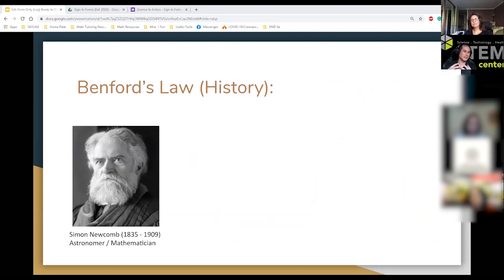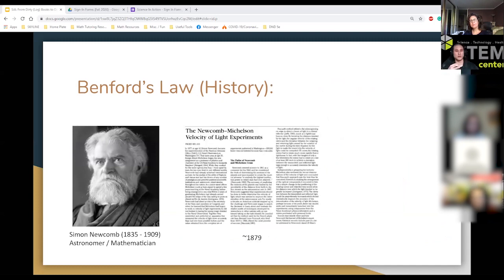Simon Newcomb was an astronomer and mathematician, and he did a lot of work in astronomy. This was in the 1880s, 1879, around that time. He was really focusing his work on establishing the speed of light, trying to measure that through a series of experiments. And he was collaborating with a fellow astronomer by the last name Michelson, who designed these experiments to try to calculate how quickly light moves in the late 1800s.